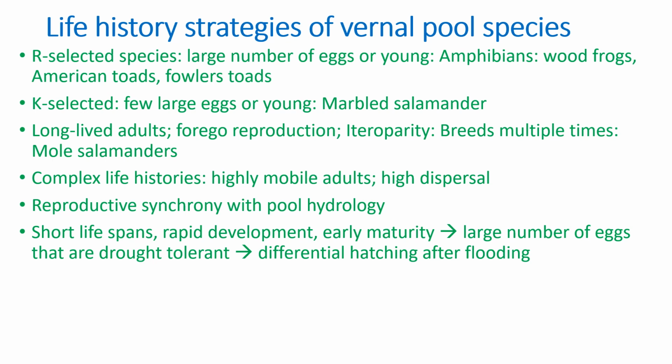And what do you mean by differential hatching after flooding? Meaning, not the entire batch of eggs hatches immediately after flooding. Certain eggs hatch immediately after flooding, and some of them remain dormant, maybe for a later season, or maybe they will remain dormant for the entire season and start hatching if flooded in the subsequent season. So that's what you mean by differential hatching after flooding. There's a sequence of hatching within the season or across multiple seasons.